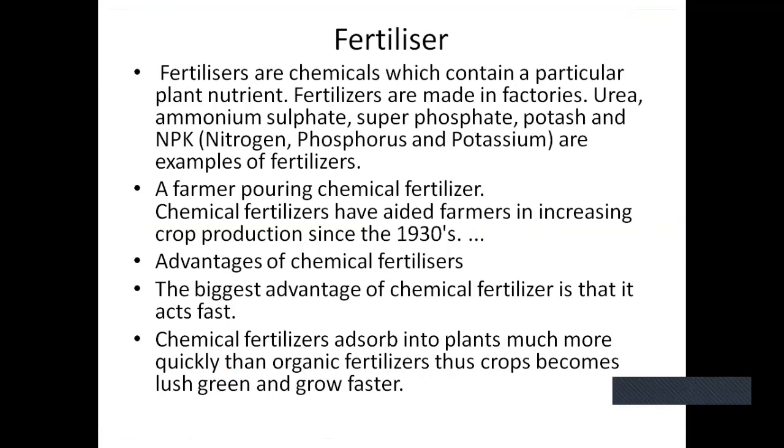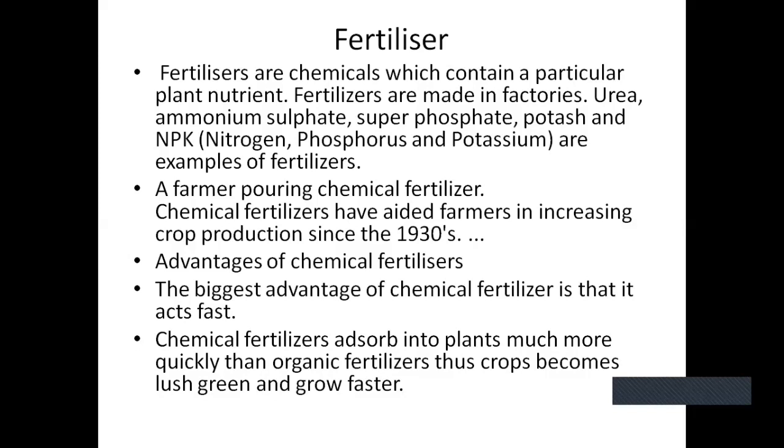Fertilizers are the chemicals which contain plant nutrients, and these are made in the factories. They contain a lot of plant nutrients, we can say, right? But these plant nutrients are not organic, they are inorganic, they are made in the factory using different chemicals, right? And so they are called chemical fertilizers.